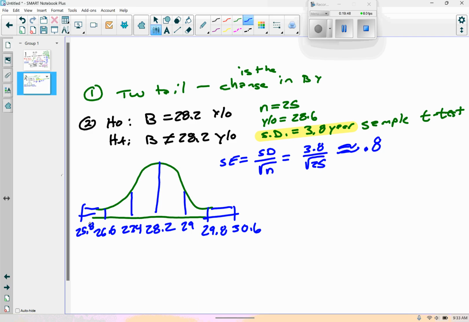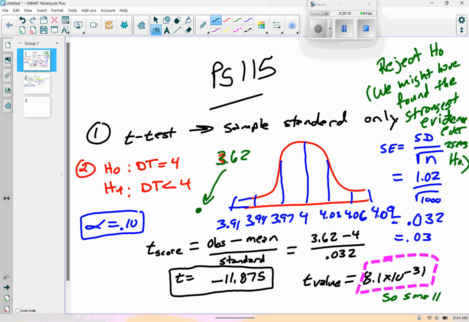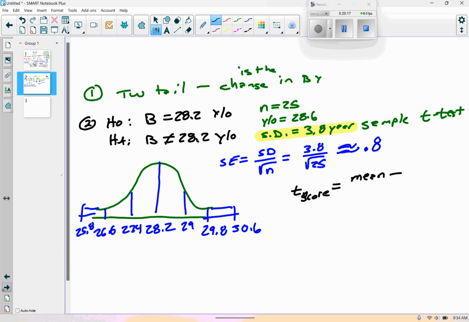So we need to find our t value, our t-score. Okay, which this is going to be, what did I say? It's going to be our observed minus the mean. I'm sorry, it's the observed minus the mean over the standard error.